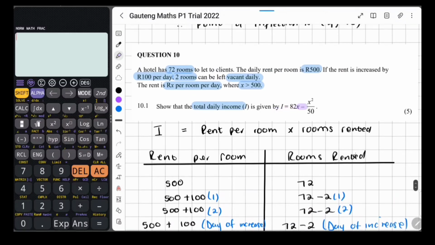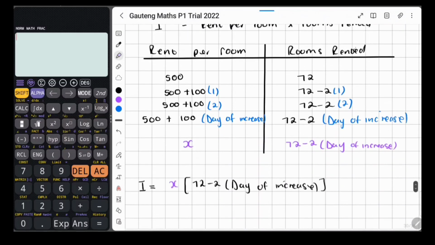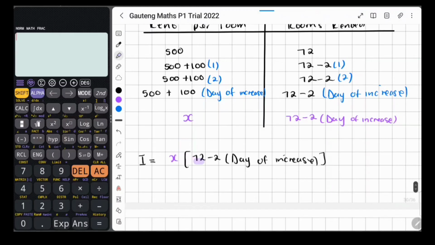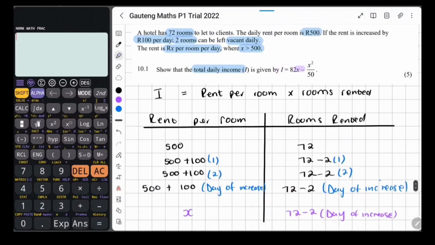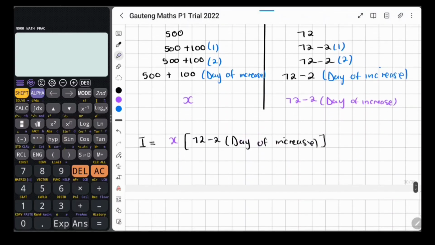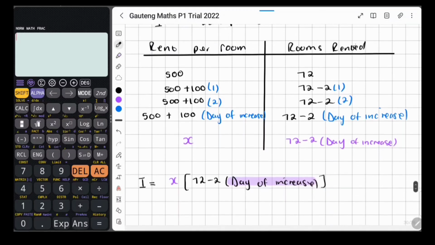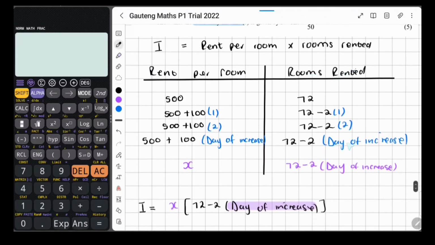as you can see, the formula looks nothing like that. So we actually have to find, it has X, it has numbers in it, but it doesn't have this day of increase. So we actually have to find the formula for the day of the increase. So notice that this day of increase is included in the rooms rented formula and it's also in the rent per room formula.